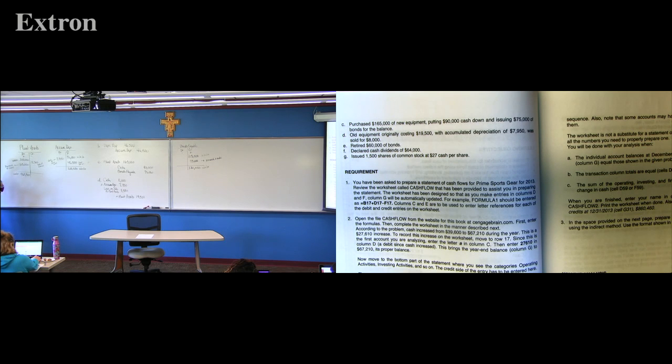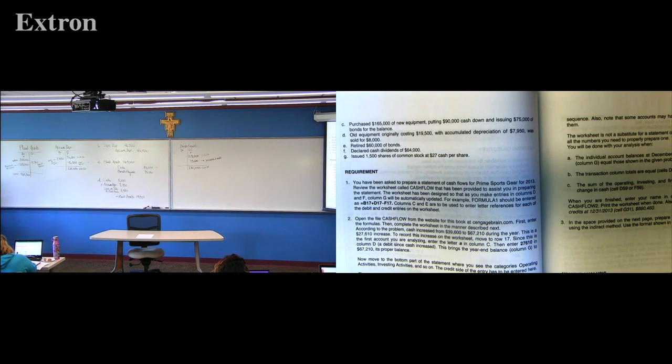Okay, so let's start off with this transaction here. We'll just start off with the first one. Plant assets. We purchased plant assets, right? So we got plant assets worth $165, but we did not pay cash for that entirely, right? The cash associated with that transaction was how much? We put $90,000 down, right? Okay, so it's the $90,000.